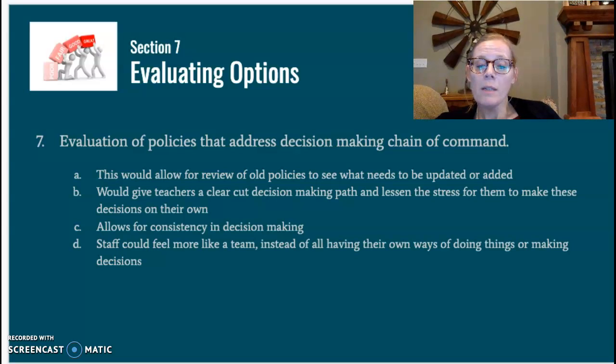And lastly, we would do an evaluation of policies that address the decision-making chain of command in our school. Anytime you review old policies, I think it's a great idea. It helps you see how you can freshen them, make them better, or see if you have great policies in place. It would also give teachers a clear-cut decision-making process, so they wouldn't have the stress of trying to figure it out on their own. It allows for consistency in decision-making, and the staff can feel more like a team if they're all following the same policies.